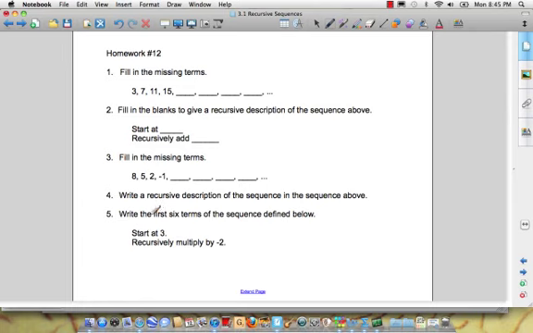Then for number 5, it goes the other way around. I'm giving you the recursive description. You give me the first 6 terms of the sequence. Okay, good luck.